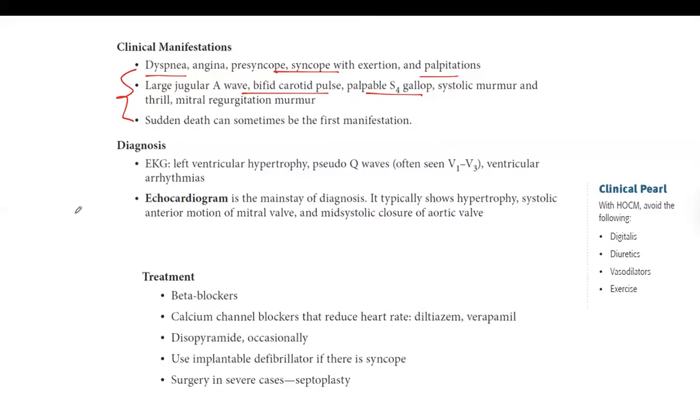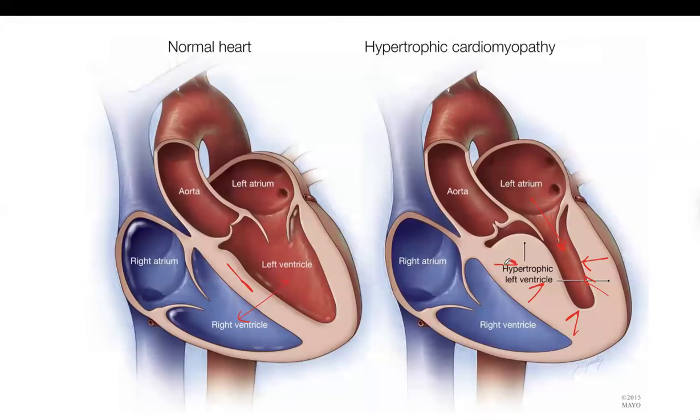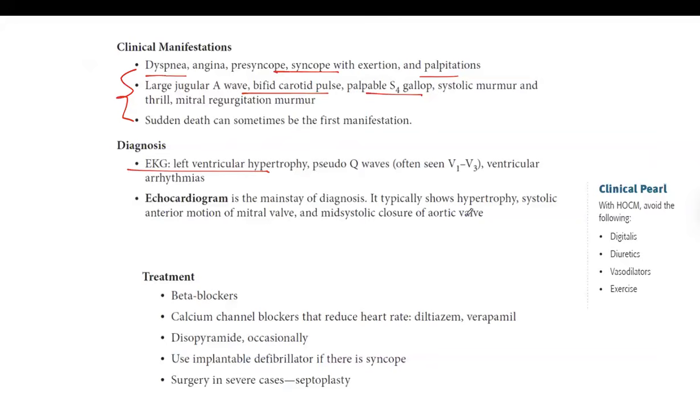Okay, so same way you do ECG first. In the ECG, you can get left ventricular hypertrophy because you can see it is already hypertrophied. So that is the first finding you can get in the ECG. The only way to confirm is echocardiogram.